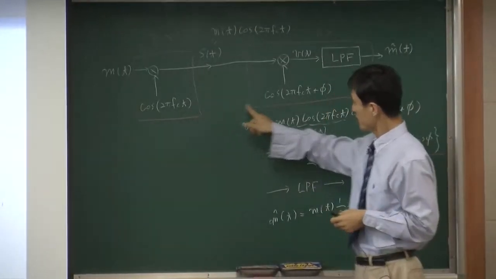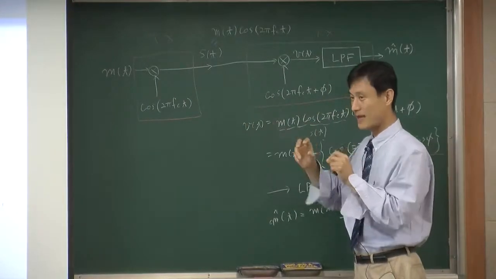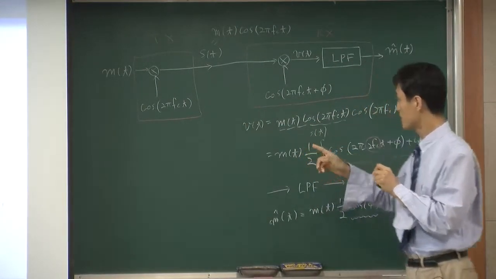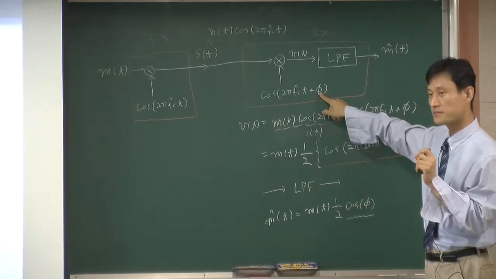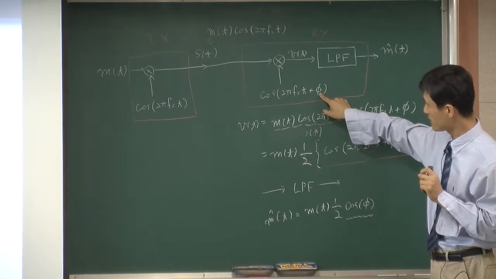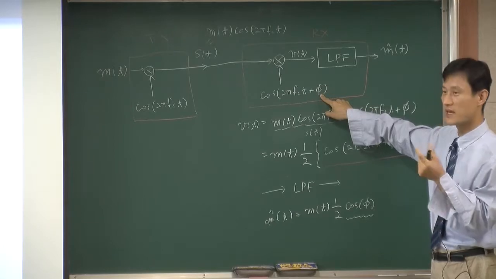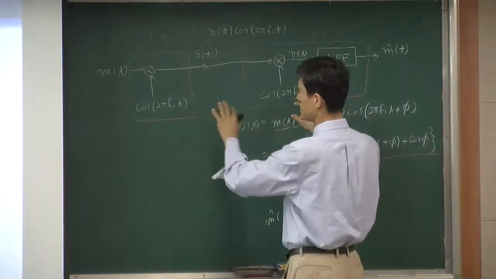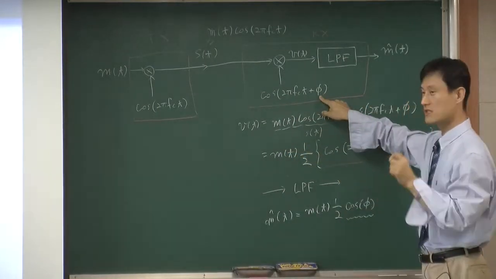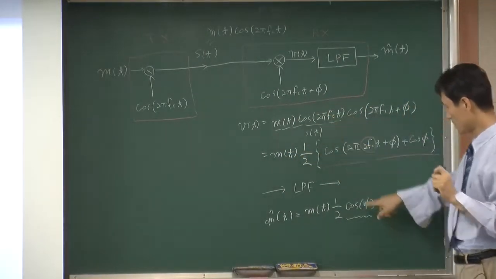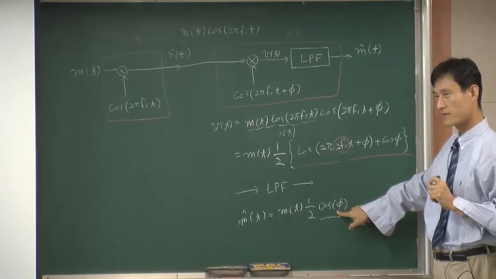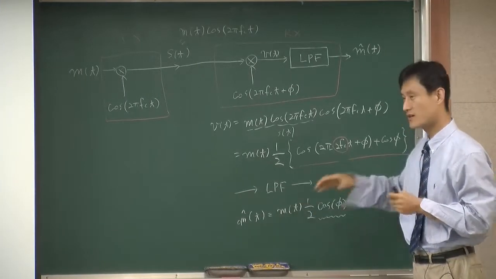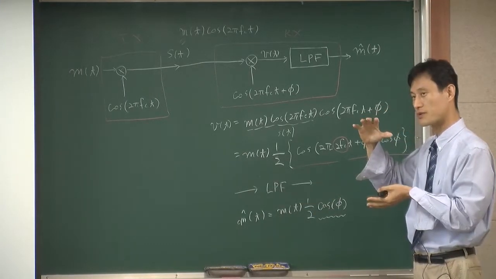Because if you make the phase the same, like coherent, then this phi becomes 0. Because this phi right here is the mismatch of the phase. So if both phases match, that means the mismatch is 0. Then this is 0. That means we are recovering the maximum output.